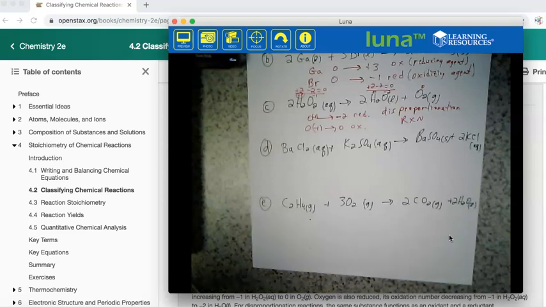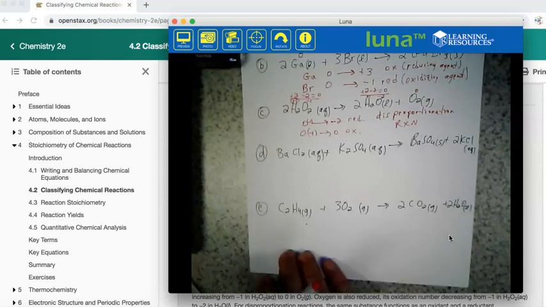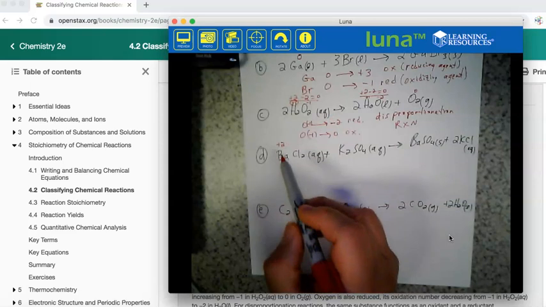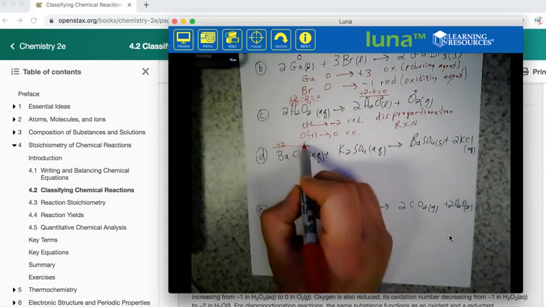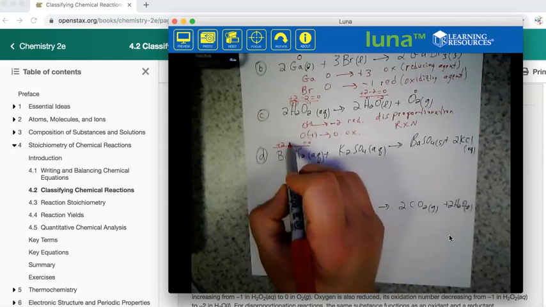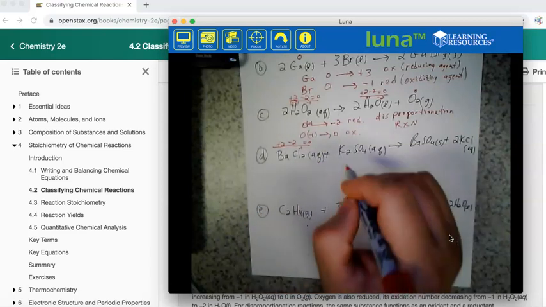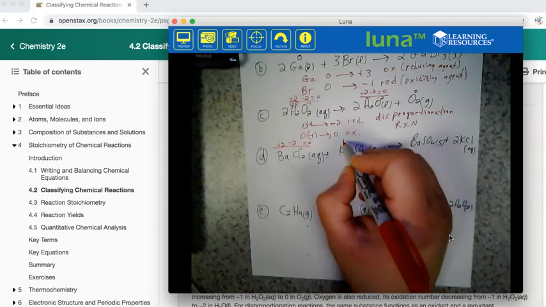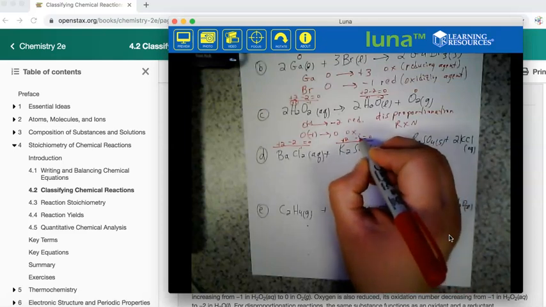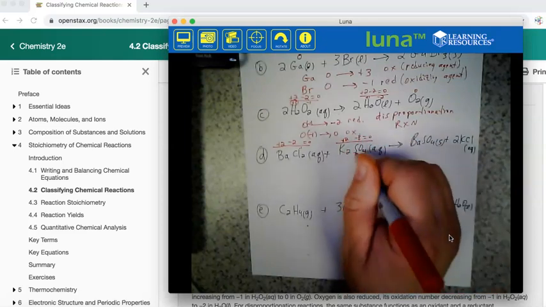So for part D here, I'm going to again assign the oxidation numbers for every element. So here I have barium is +2. There's one of those, so it's +2. And then chlorine's -1 times 2, which is -2. Potassium's group 1, so it's +1, so it's +2 overall. Oxygen's -2 times 4, which is -8. So the sulfur there must be +6.